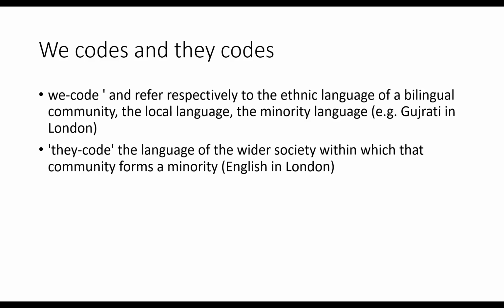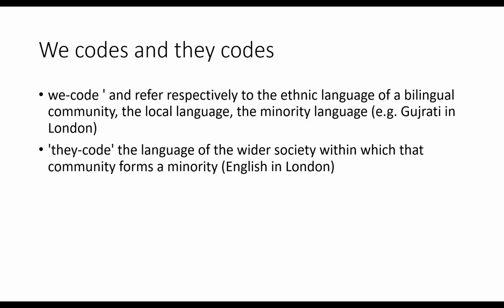So in the video we looked at, for example, or when we've spoken about the United States in the past, that would be Spanish in the United States. But the example I have here on the slide is also, because we've met this language before, Gujarati in London. Okay, and the they code would be the code of the wider society within which that community forms a minority. So English in London, for example, is the code of the wider society. Standard English in the United States would be the code of the wider society.